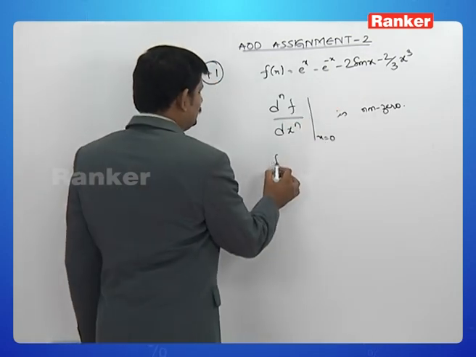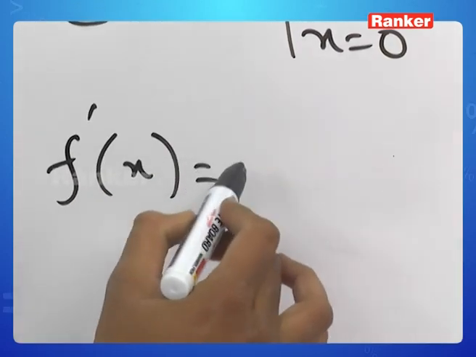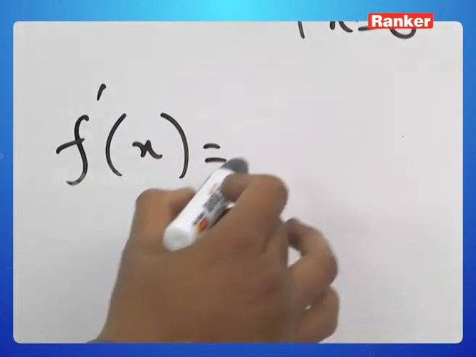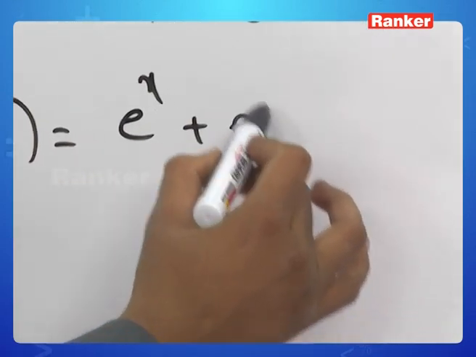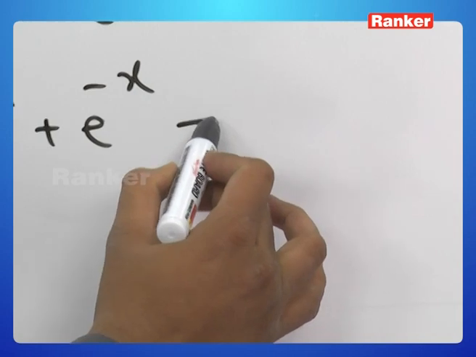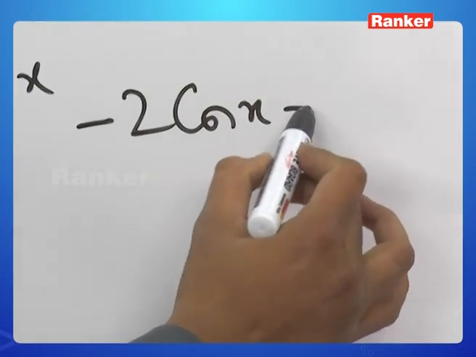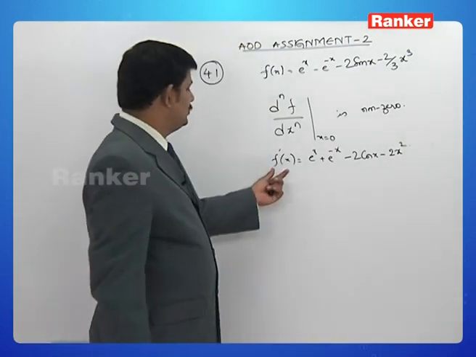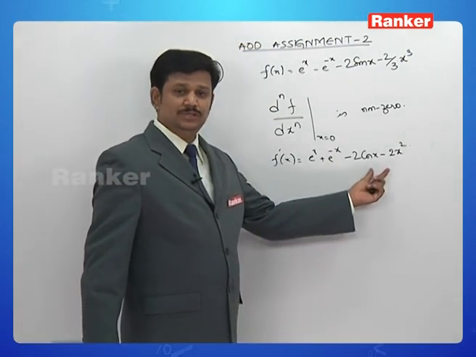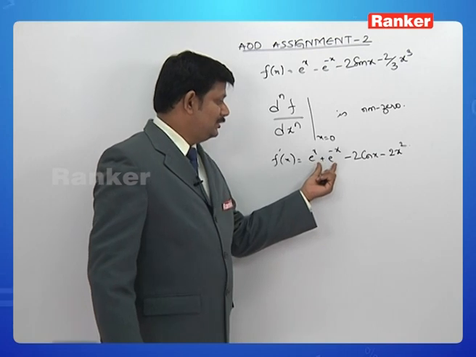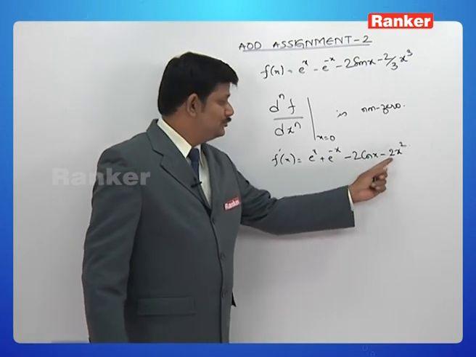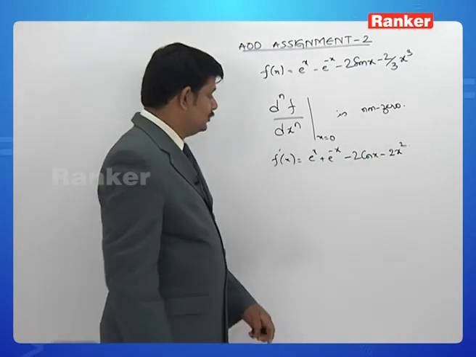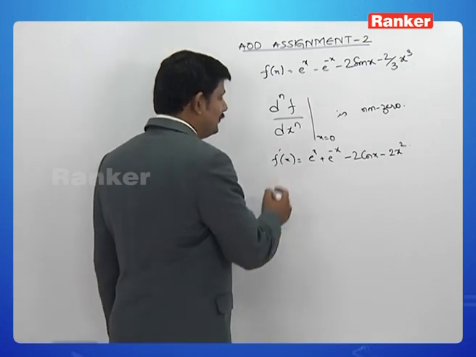Look at f of x, differentiate. f dash of x is e power x plus e power minus x minus 2 cos x minus 2x square. At x equal to 0, e power x is 1, 1 plus 1 minus 2 is 0, so it is 0. So, n is not 1.